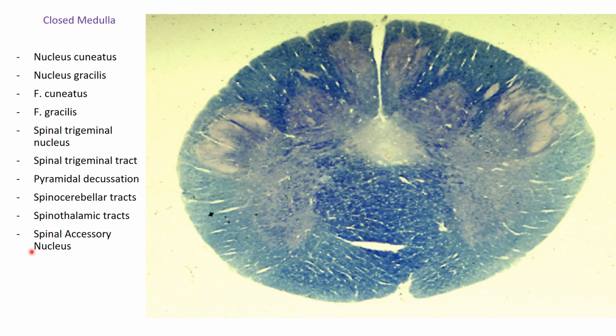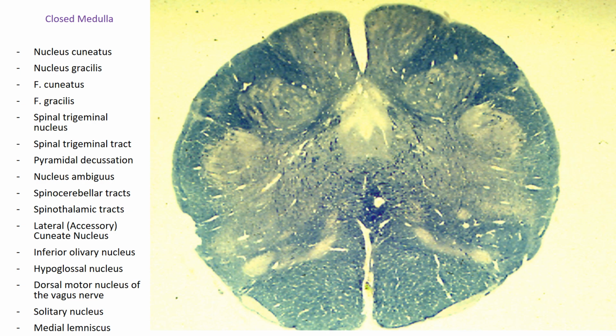Right, and then the spinal accessory nucleus, this is going to be for cranial nerve 11. That is going to be located right in this region. This isn't the best image to show it, so I can't show you the clear borders, but it's going to be the nucleus located right here in this region of the brainstem.